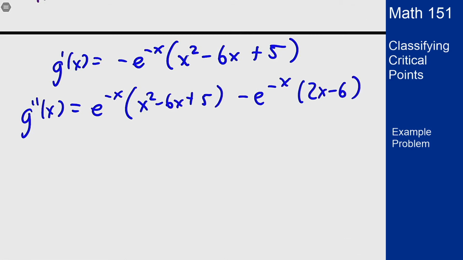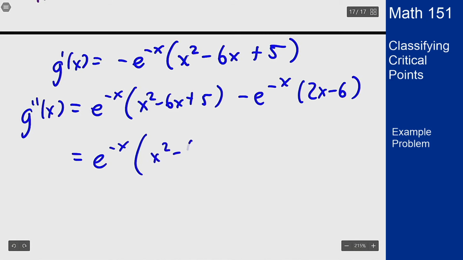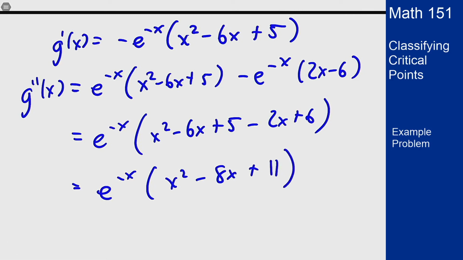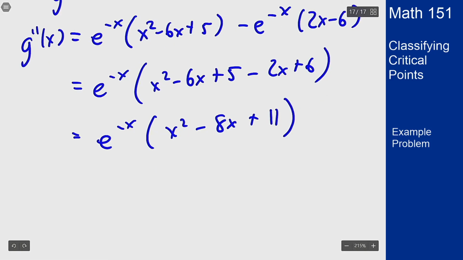And again, I can recombine terms here. So factoring e to the minus x out front, x squared minus 6x plus 5 minus 2x plus 6 is e to the minus x times x squared minus 8x plus 11. And that here is not going to factor, but I can still use it to figure out if I have a local maximum at my critical points. So to do that, I need to plug my critical points into the second derivative. My critical points from before are at 1 and 5.